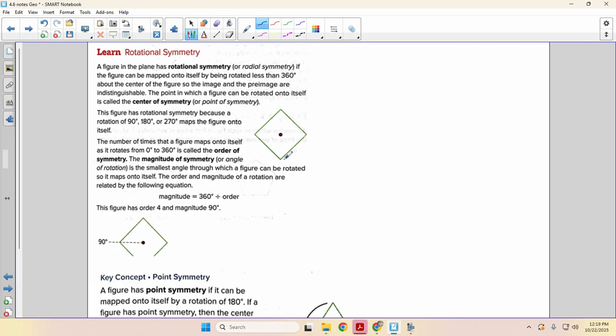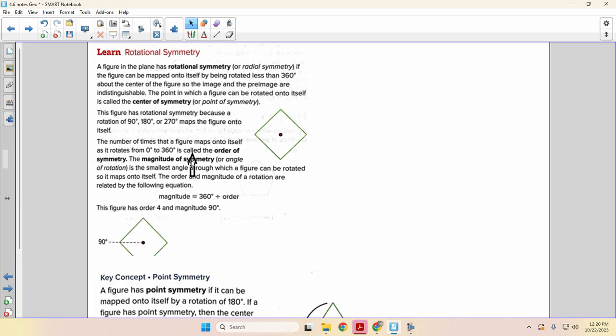Rotational symmetry. Woohoo! Rotational symmetry is where a figure can be mapped back onto itself by rotating less than 360 degrees. So, of course, if we go in a full circle, it should map back on itself. But these special figures that have rotational symmetry, when you rotate them less than 360, end up matching back onto themselves. The point about which the figure is rotated is called the center of symmetry.